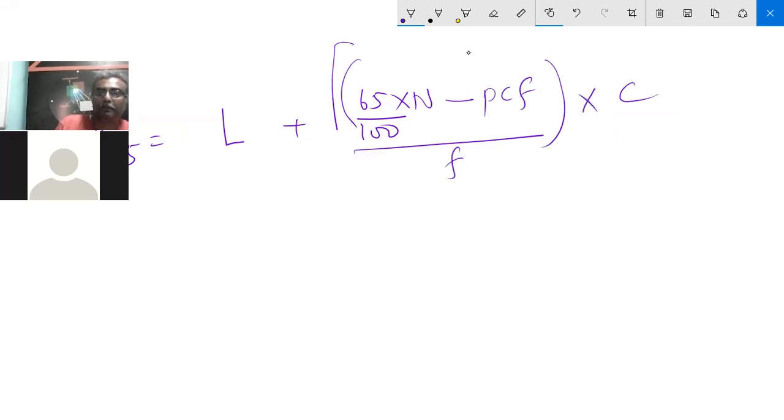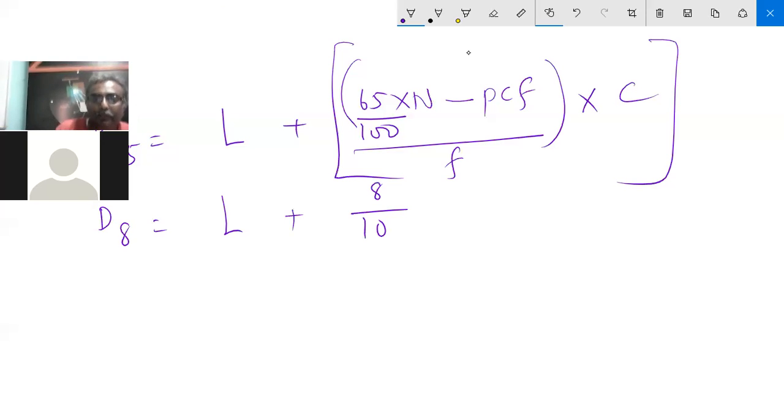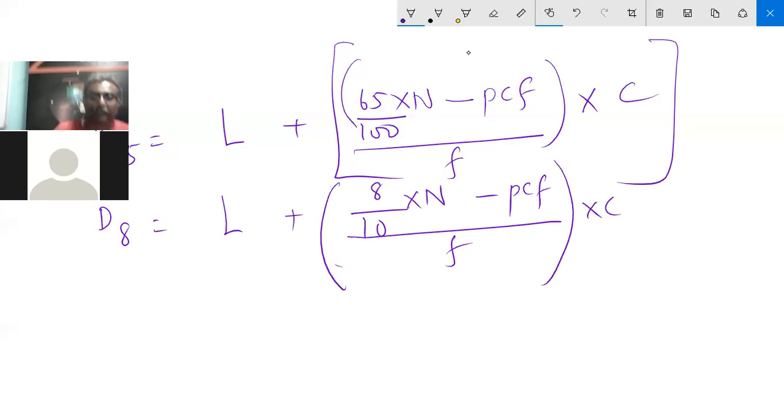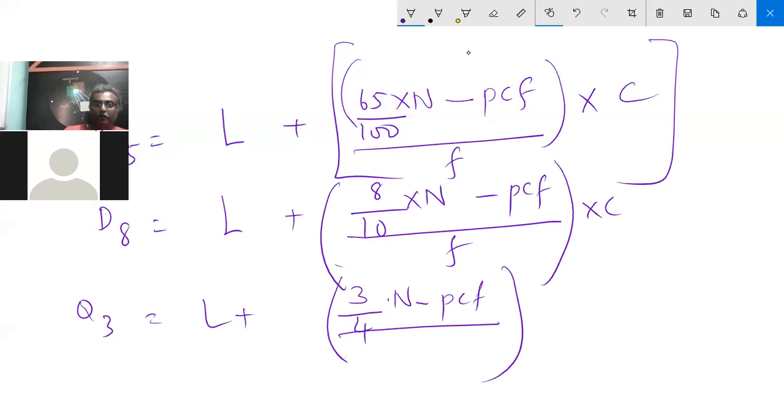Okay, the formula. So for D8, L will remain the same. 8 by 10 into n minus PCF will remain the same. The whole divided by F into C. For Q3, L plus 3 divided by 4 into n, minus PCF. The whole divided by F, the whole multiplied by C. C will usually be 10 or 5. Frequency you'll have to read off the table.